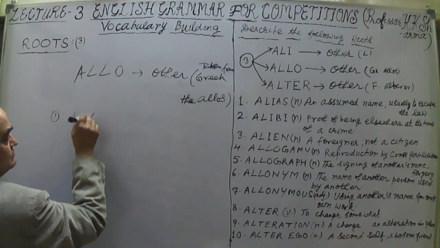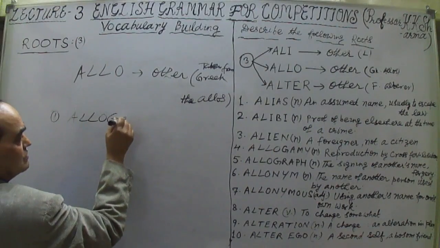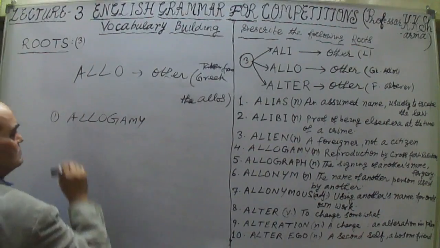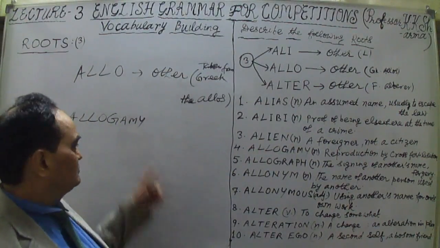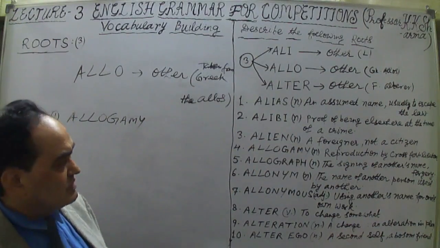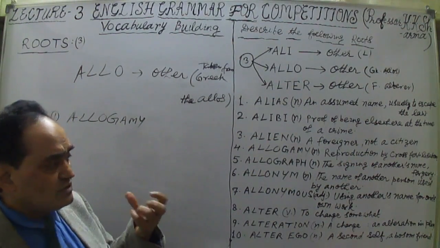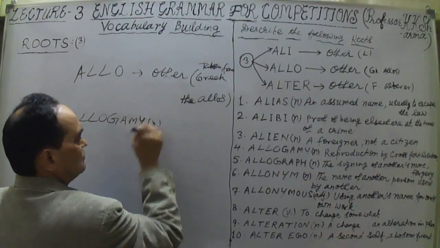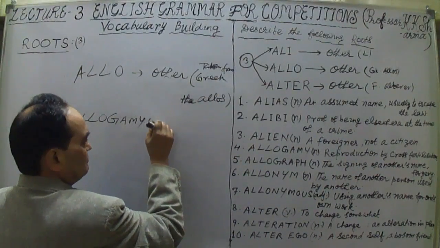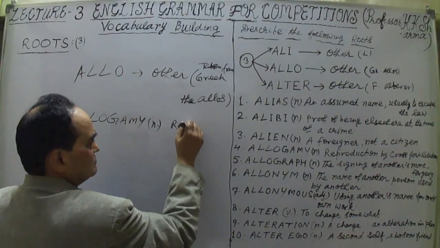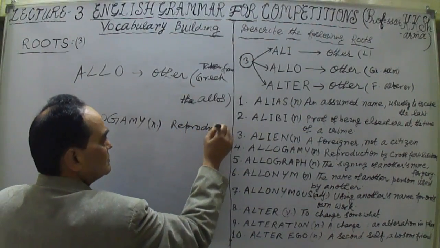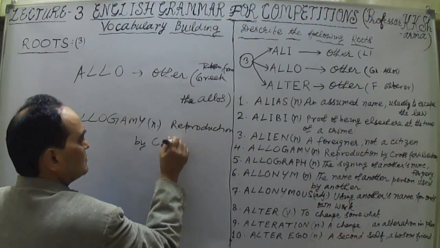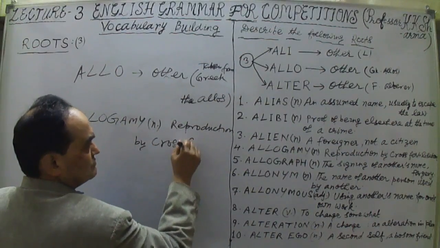This is allogamy. Okay, the word is allogamy. Now, gamy means marriage, allo means other. That means reproduction by cross-fertilization. Right? That is also the proper word. Noun here, allogamy is an act of reproduction. This is a reproduction by cross-fertilization.